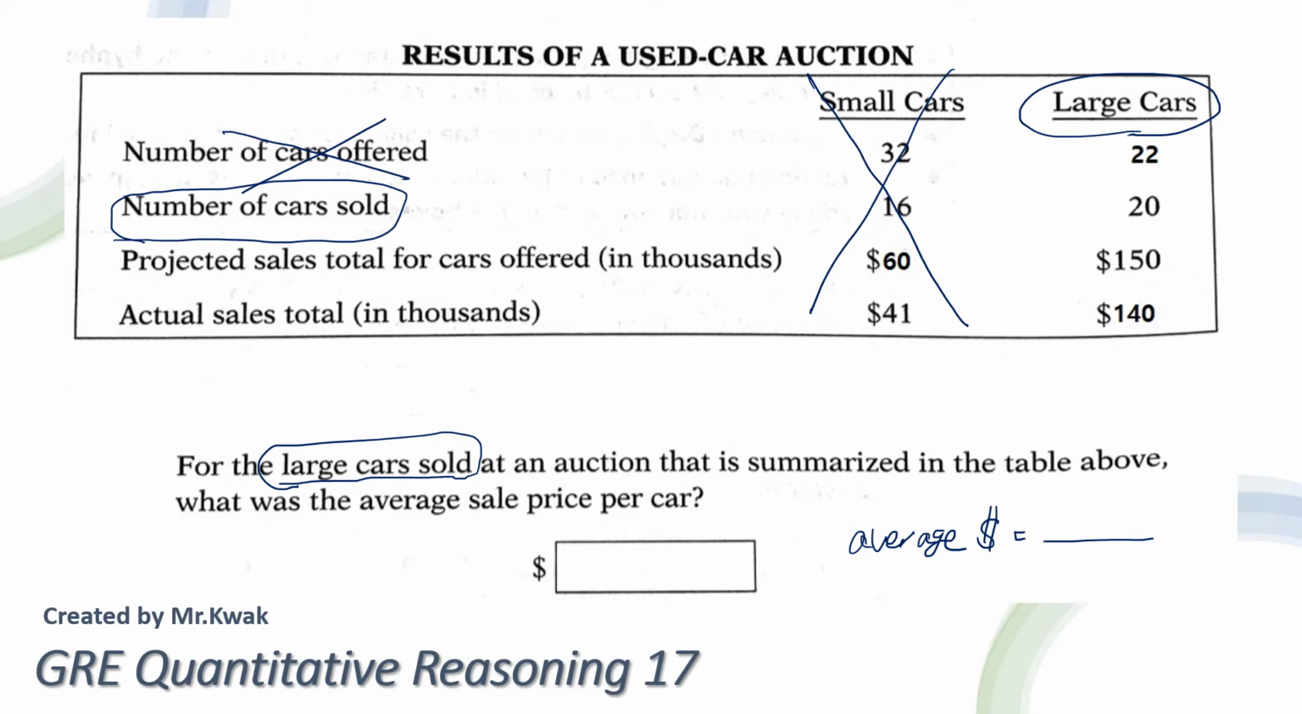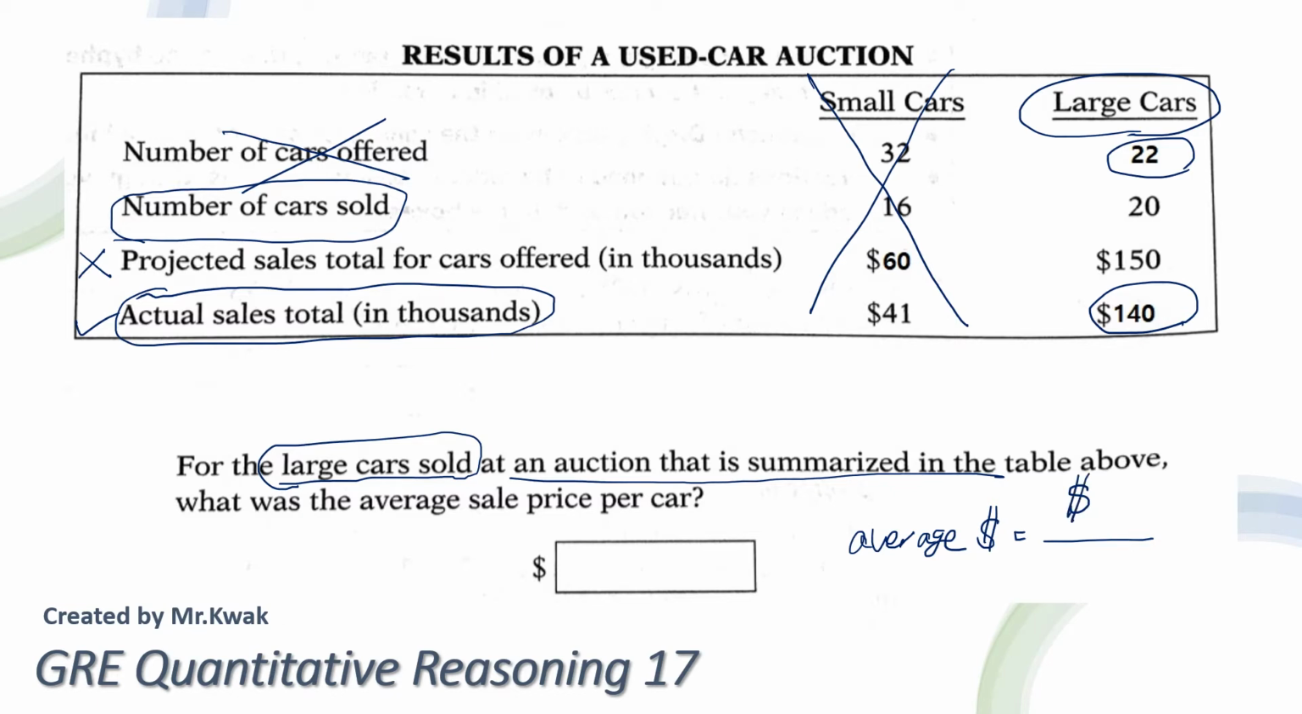And then, an auction that is summarized in the table above. Do we need this part? Projected sales total for cars offered in thousands? No, because the question is asking about the actual sales total. So what we can figure out is a total of something, which could be total price.